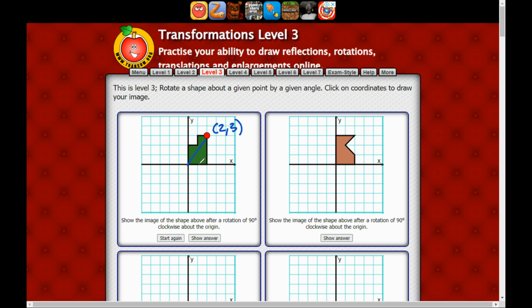If I rotate this 90 degrees, we're going to swap these two values around and we're going to end up in this quadrant. So I'm going to go to 3 now on the x. The 2 is going to become a 3 and the 3 is going to become a -2. And that is how I get a rotation. I swap the numbers around and just check the signs. So this is going to be 3, -2, and you can see it's a perfect 90 degrees. You do that for every single corner of the shape.